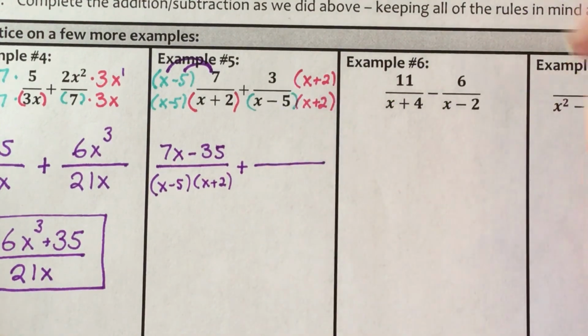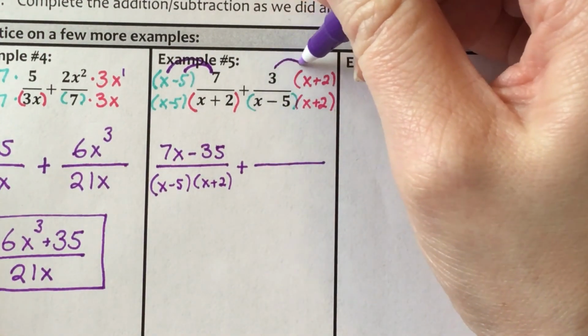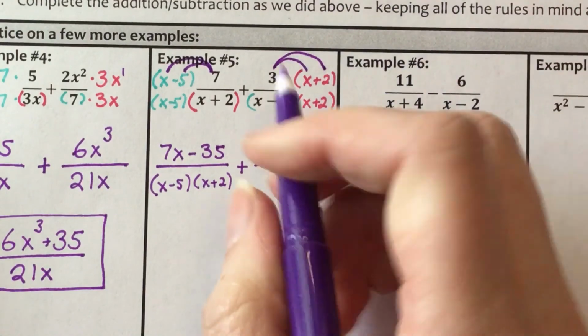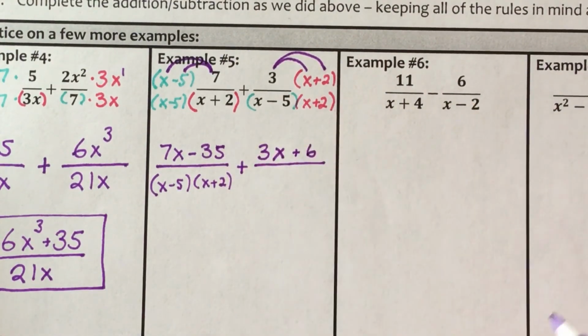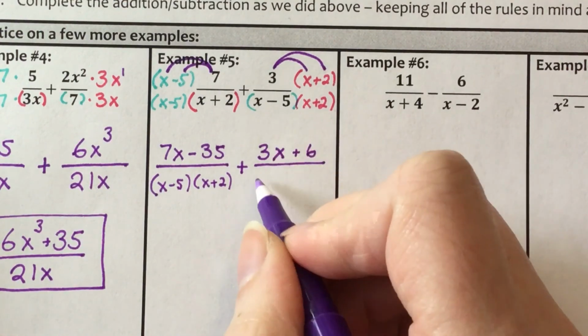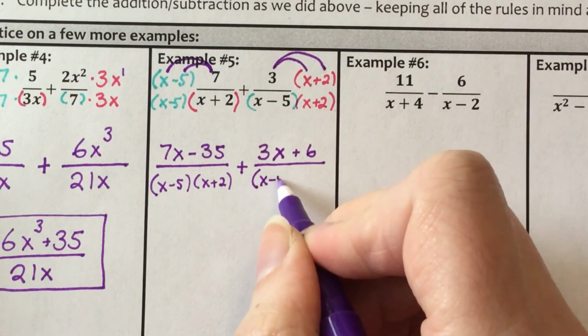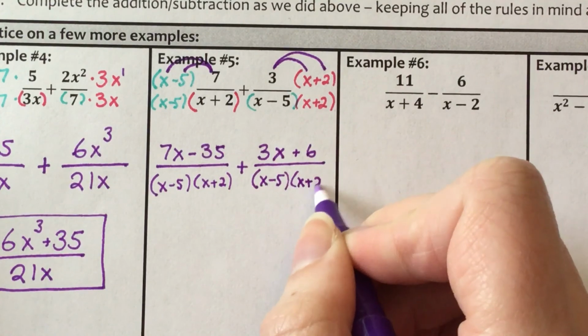Okay, top of second fraction, distributing as well. 3 times x and 3 times 2. 3 times x is 3x, 3 times 2 is 6. And then the denominator, again, keep it. X minus 5, x plus 2.